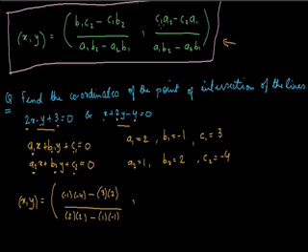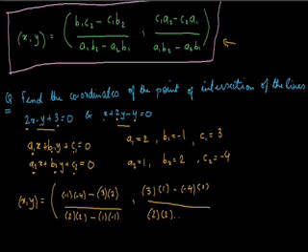Similarly, I can write c1 a2 minus c2 a1. C1 over here is 3 and a2 over here is 1, minus of c2 a1. C2 over here is -4 and a1 over here is 2, whole upon we will have the same as a1 b2, that is 2 into 2, minus of a2 b1, that is 1 into -1.